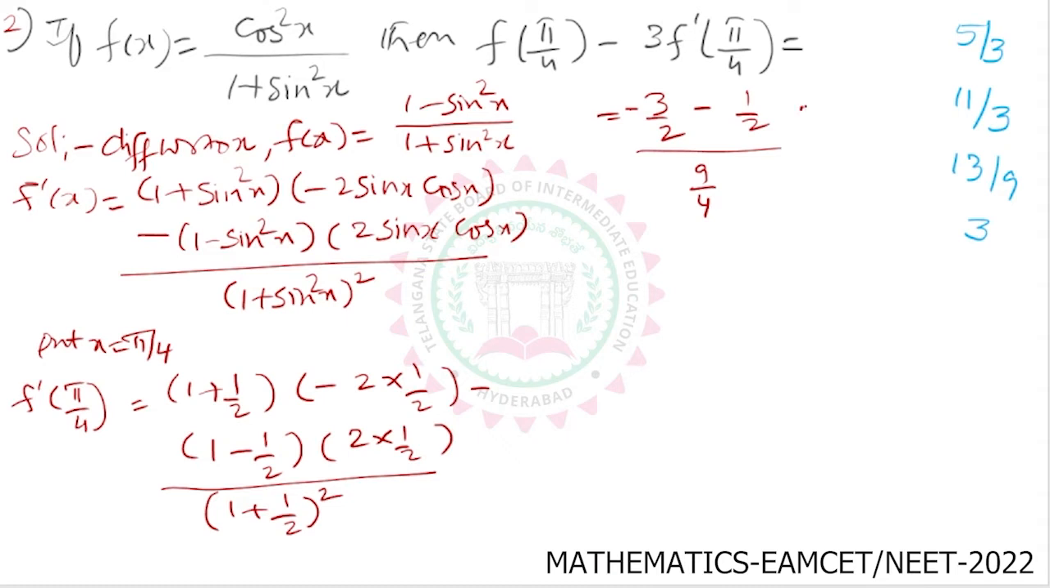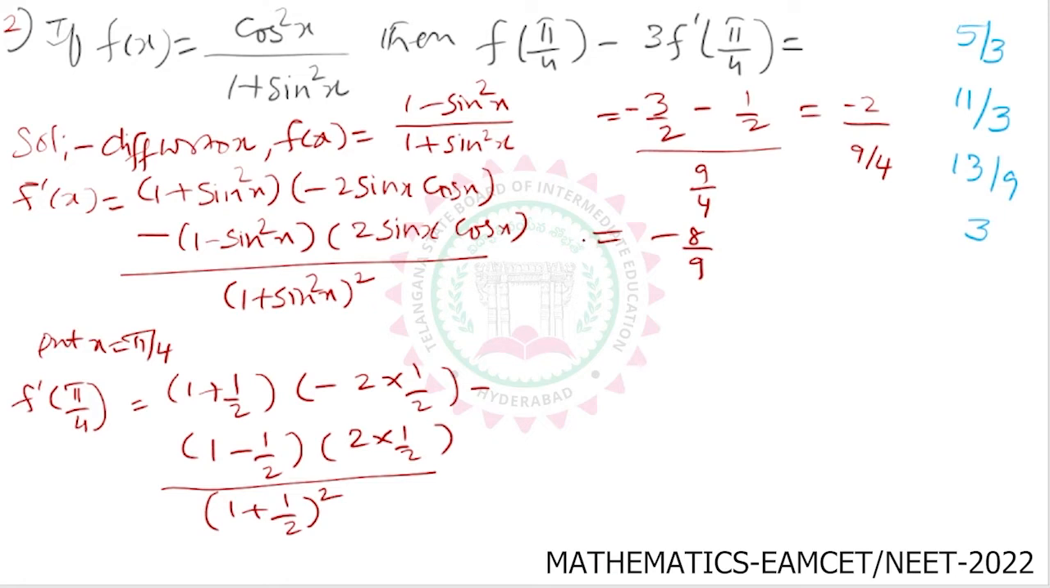So this gives me minus 3 minus 1, minus 4. Minus 4 by 2 is equal to minus 2. Whole divided by 9 by 4. On simplifying, 4 goes to the numerator. It becomes minus of 8 by 9. So this is the value of f dash 5 by 4.